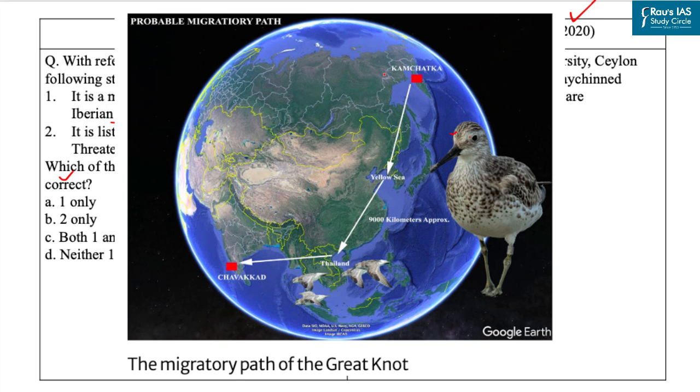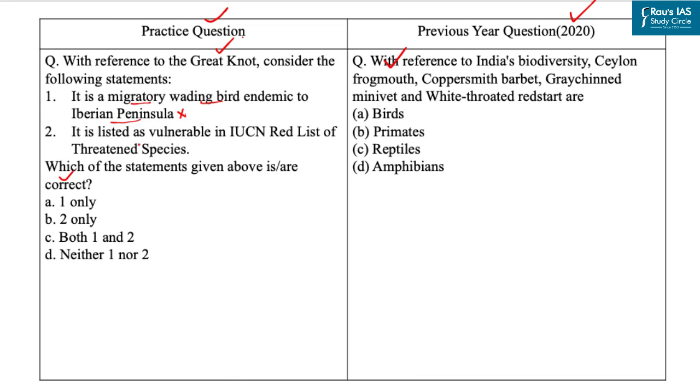These long distance migrants start from Kamchatka Peninsula, then they stay at Yellow Sea and Thailand in Southeast Asia before proceeding to their southerly winter grounds including peninsular India. Recently, many juvenile great knots have been tagged with Moskva rings that you can see here in the Kamchatka Peninsula in eastern Russia. Now let's come to the second statement.